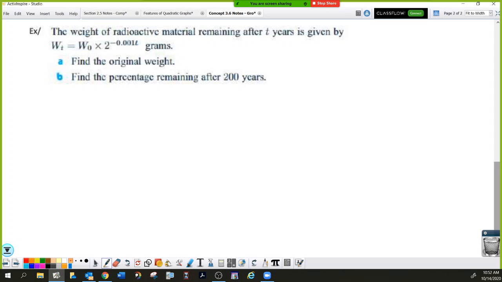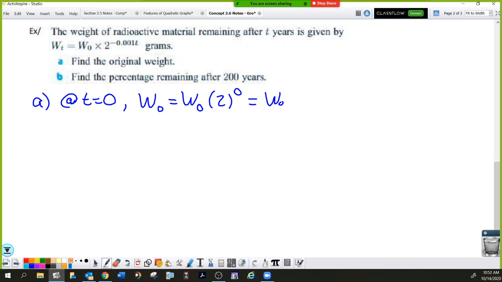The weight of radioactive material remaining after T years is given by this equation. Notice what's missing. A, or the initial amount, right? Part A says find the original weight. Doesn't the original weight imply that no time has passed? Right? So this is at time equals 0. So the initial weight is the initial weight times 2 to the 0, which of course is just the initial weight. It's literally just W sub 0. This right here is the initial weight.